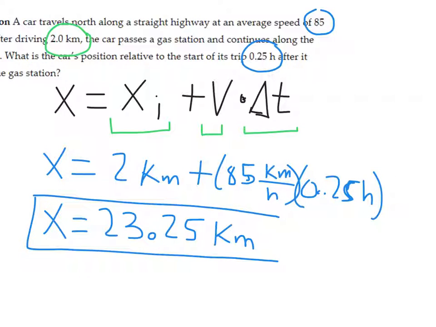Just to remind you, the problem says that the car is traveling north, so this 23.25 kilometers is north. Now, this is the final position.